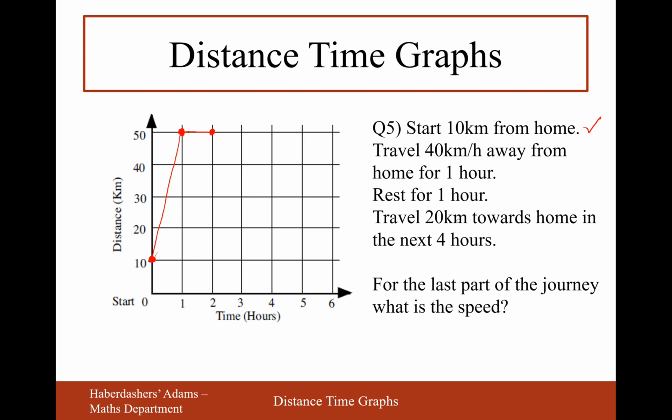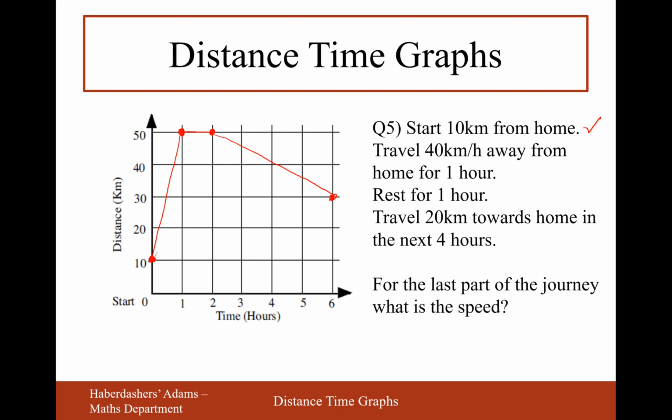And then travel 20 kilometers towards home in the next 4 hours. So that's going to be 20 kilometers back, that's 30 over 4 hours. So this will be at this point over here. So straight line connecting those 2 points from there to there. So that's the answer for question 5, but let's have a go at the last part.